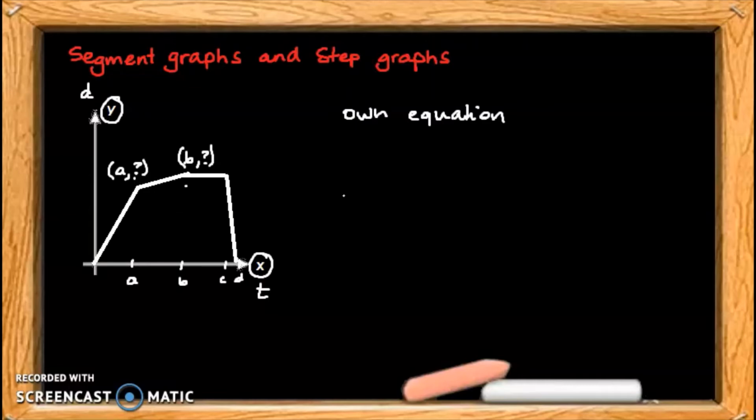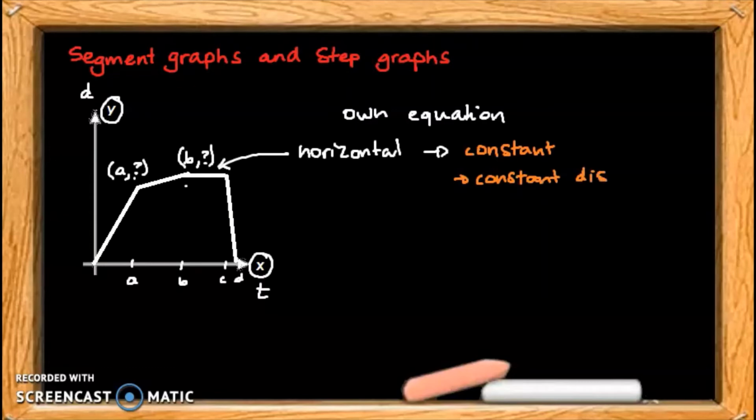Something else that's worth noting is when we have a horizontal section, that means that whatever we're measuring here is constant. And therefore, if we have something like the distance it is from a certain object, constant distance would mean that it's not moving at all. So we'll just note that down.